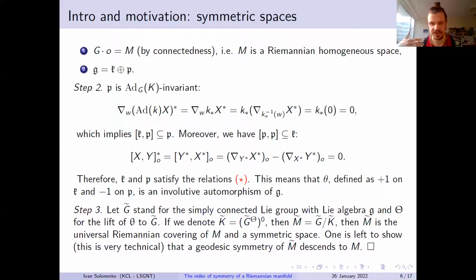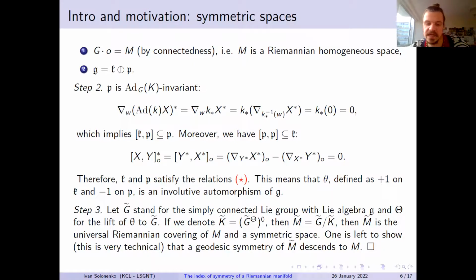Step 3 is just how to proceed, but then the technical part, I'll have to omit it because it's very technical. So we want to lift this small theta to the level of Lie groups. In general, it's difficult to lift to G, but this is what one does. You take G tilde to be the simply connected Lie group with Lie algebra G, and then you lift theta to the big Theta on G tilde. This is always possible because G tilde is simply connected.